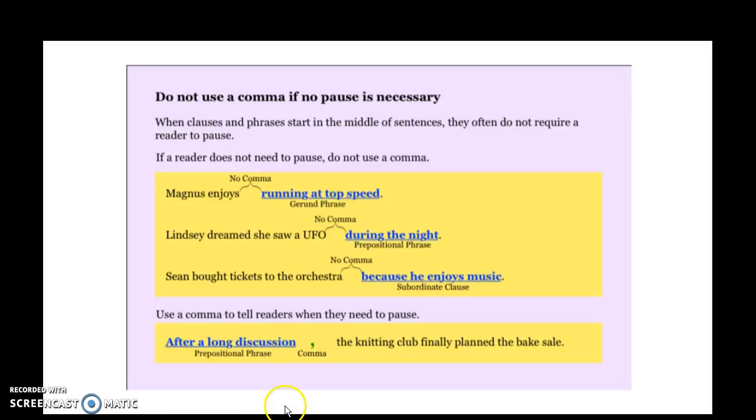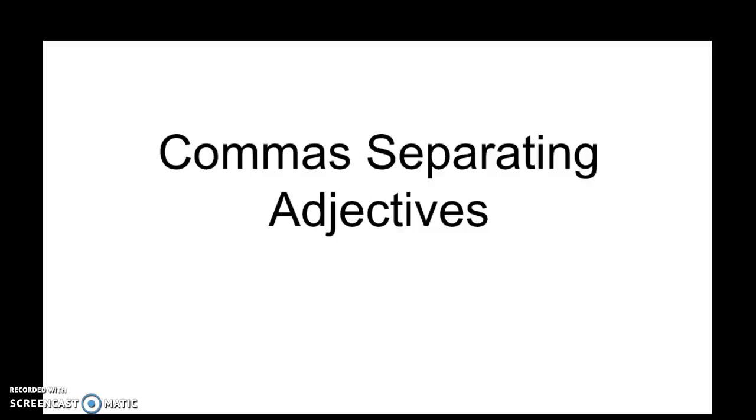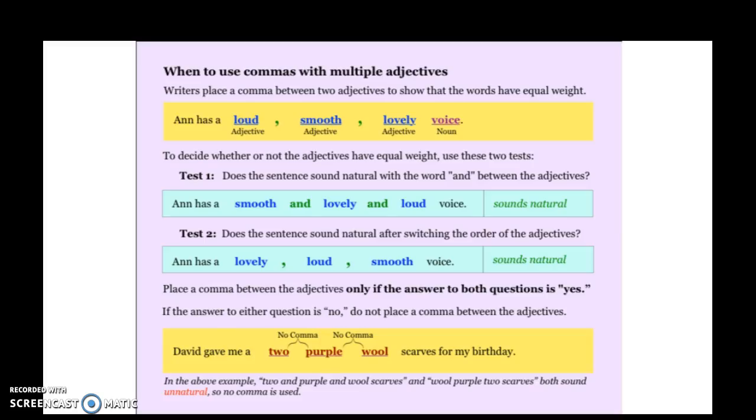Okay, whoops, too fast. Trevor, Locke, pay attention. Burby, be quiet. Okay, we're moving on to commas separating adjectives.